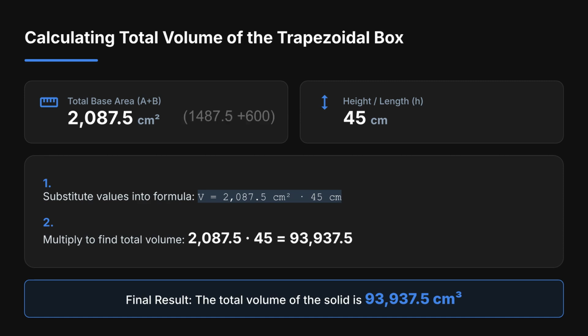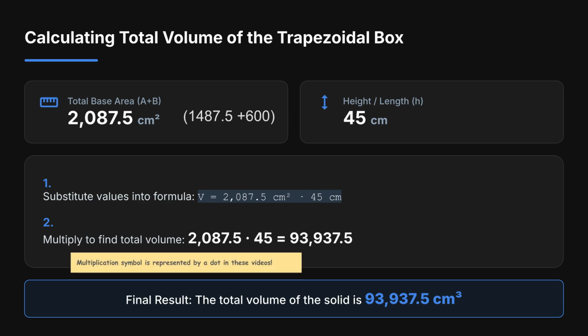The calculation for the total base area, which is A plus B, is 2,087.5 square centimeters. The height, or length of the prism, is 45 centimeters. Substituting the values into the formula, the total volume is 93,937.5 cubic centimeters. This is the final result for the trapezoidal box.